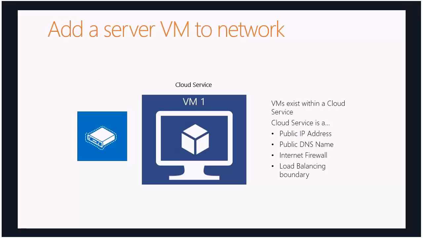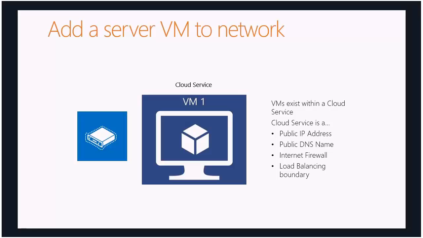We then basically need to create our virtual machines in that network. Now, if we just take a virtual machine and create it without doing a virtual network first, what happens is the virtual machines by default are created in something called a cloud service. Now, the cloud service typically has its own public IP, a public DNS name, it has an internet firewall, it's a load balancing boundary. But the cloud services are unique from each other. So you can't generally run up a server and then run up another one and then try and network them together, because they're basically in two independent buckets that can't talk to each other.